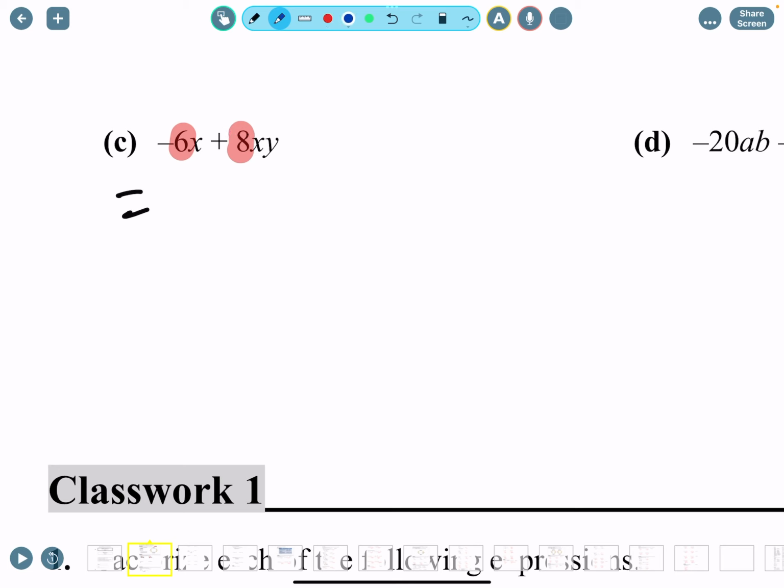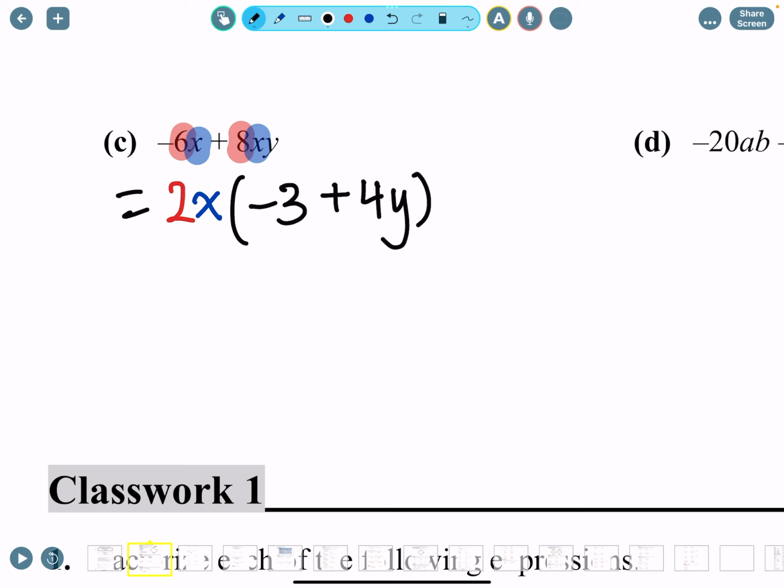8. These two are even numbers, so I know I can divide it by 2 and the x over there. So I'm going to factorize 2 because both can be divided by 2. And then the x. So we have negative here. Negative 6 divided by 2 is 3. X is gone, so we just have negative 3 left. Plus 8 divided by 2 is 4. X is gone, we only have y left, right?